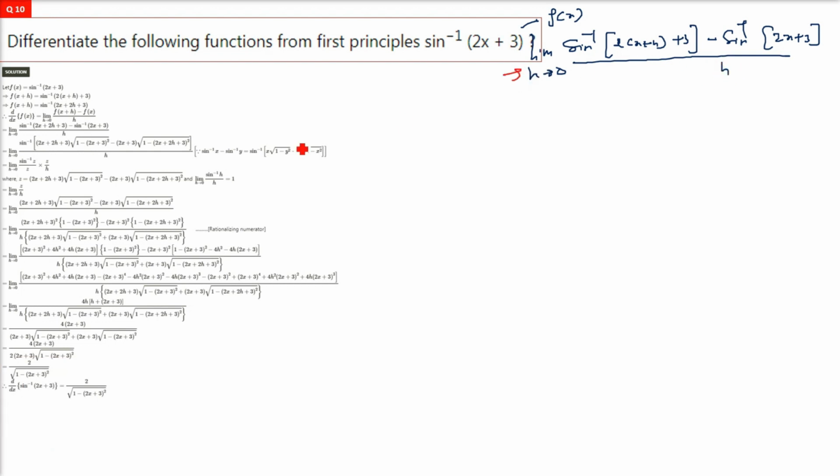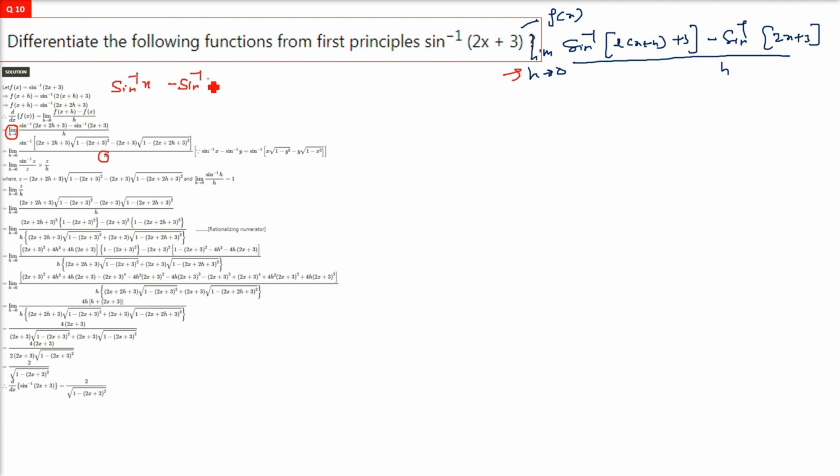We will be concentrating on the numerator. Don't leave this. You have to write this in every step whenever you are solving in the exam or in your classwork. Now, sin inverse a minus sin inverse b, or sin inverse x minus sin inverse y, has a relationship which I am going to tell you that you have to apply here. Without this you won't be able to solve it.